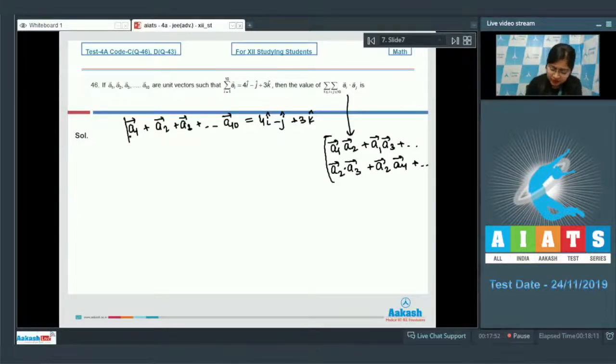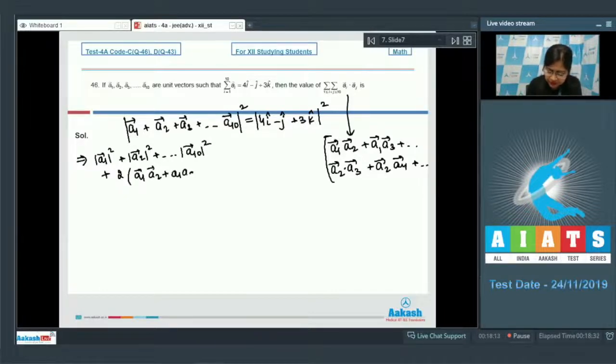Now here if I take the modulus on both sides and square, then what will we get? We will get mod a1 square plus mod a2 vector square and so on up to a10 vector square, plus 2 times a1 a2 plus a1 a3 and so on up to a1 a10. Similarly plus a2 a3 plus a2 a4 and so on, right? What we have to find over here, let us say this is equal to p.